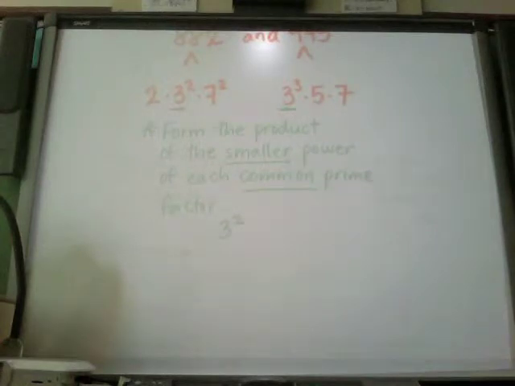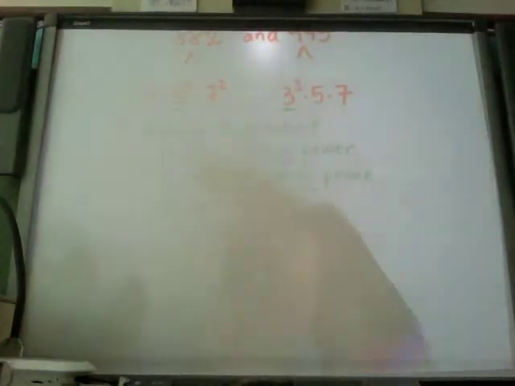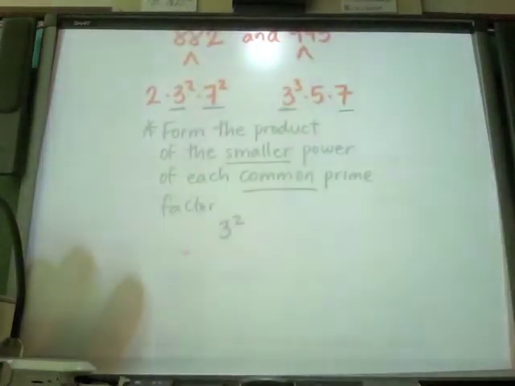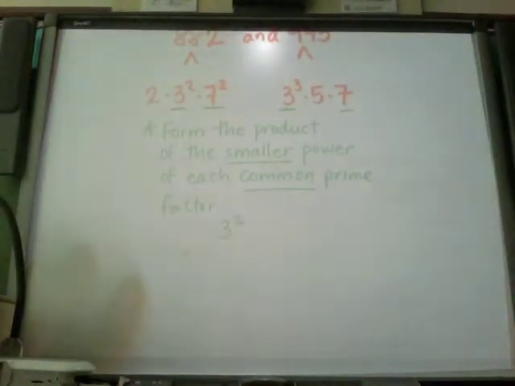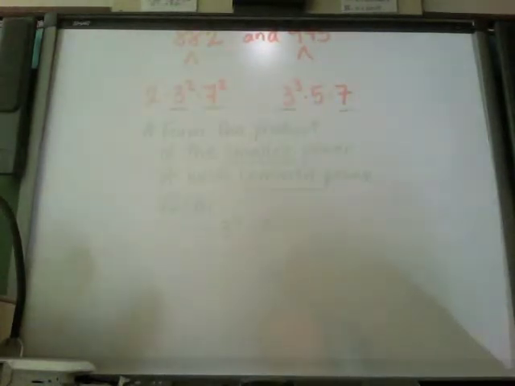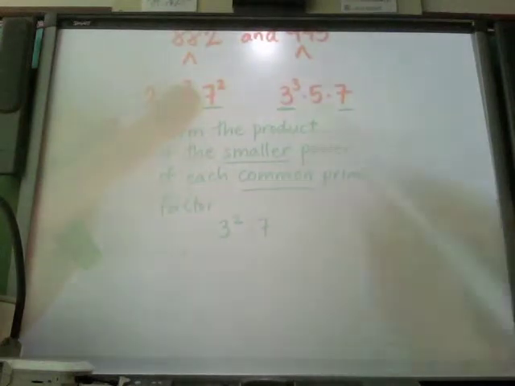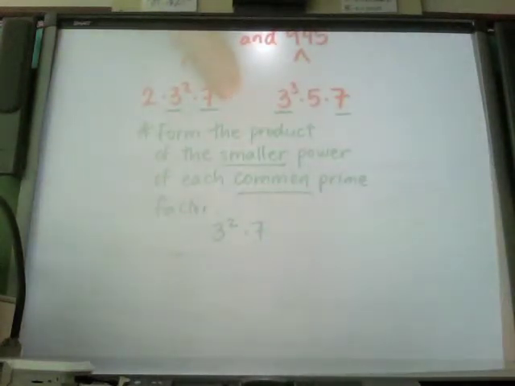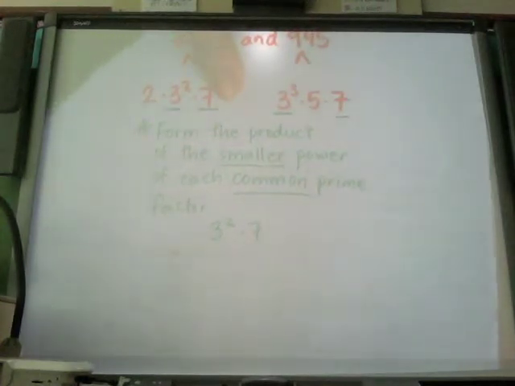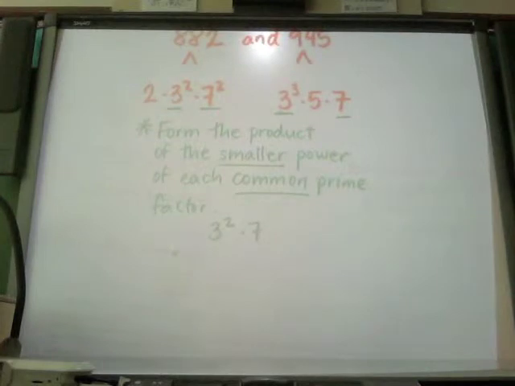Okay, what else do these two lists share in common? What factors do they have in common? Daniel? 7. They both have 7s, right? So we look and we go, oh, they both got a 7. I take the smaller power. Between 7 squared and 7, which one is smaller? Roland? 7. Now, just so you know, if they were both 7, then you take 7. It doesn't matter, they're the same. You just take one. Take the 7.